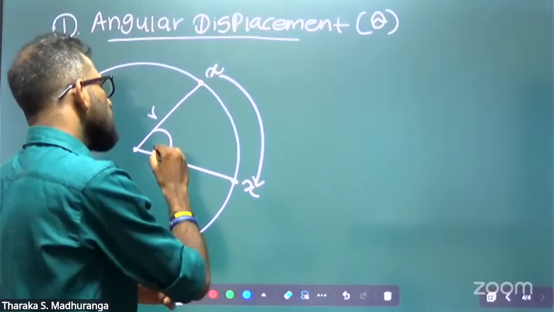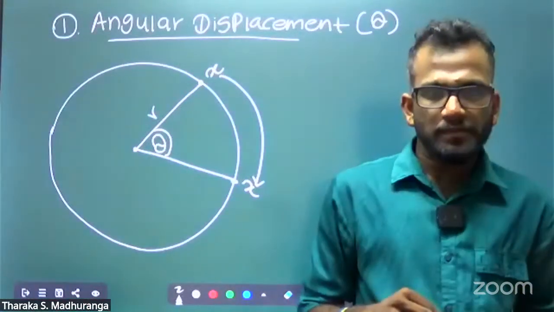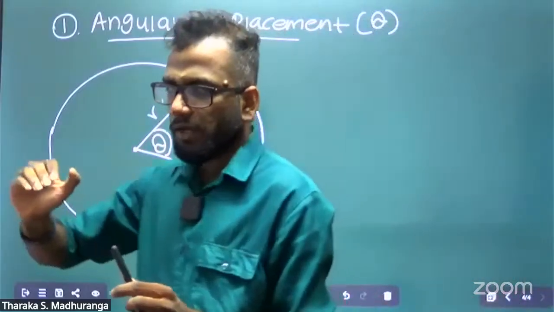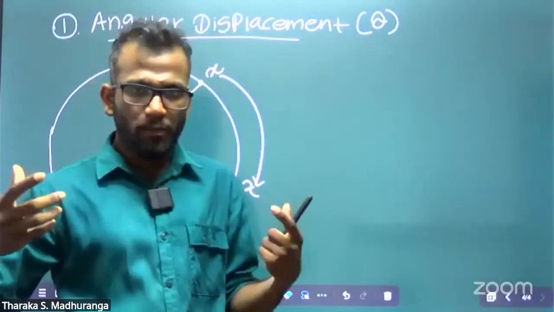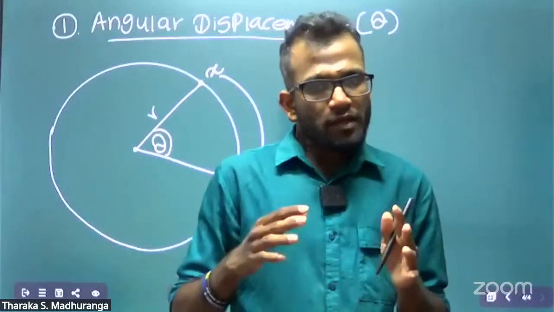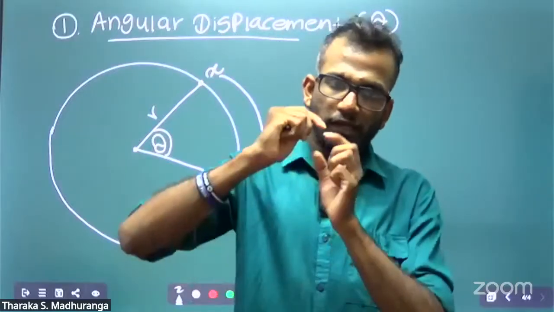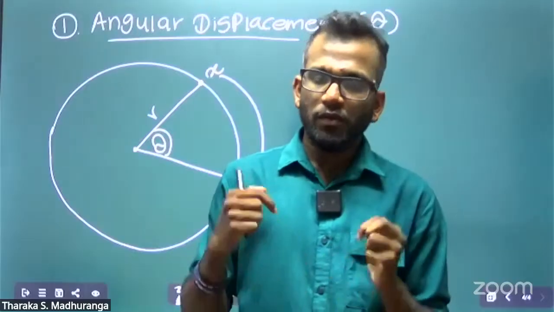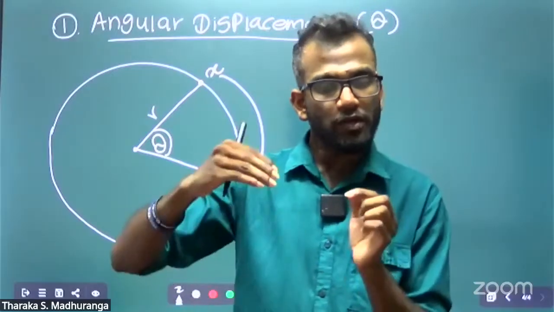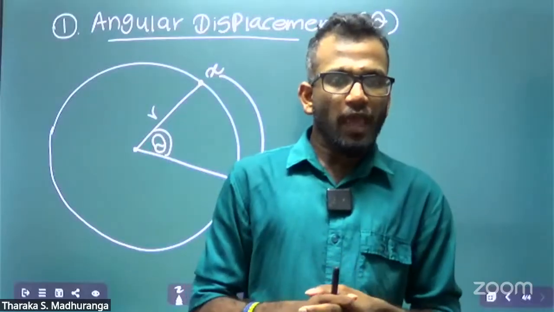Then this angle we call the angular displacement. Understood? It is very simple. In any rotational or circular motion, the rotation angle we call the angular displacement. Remember it very well: in any circular or rotational motion, the subtended rotation angle we call the angular displacement.